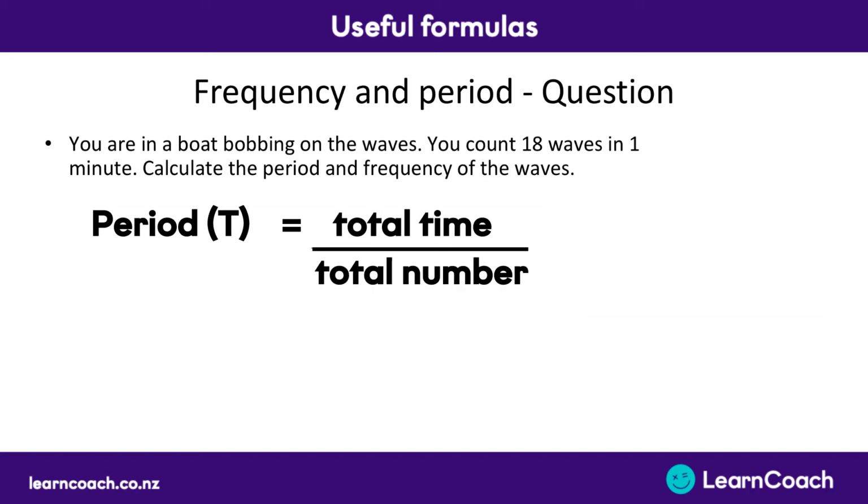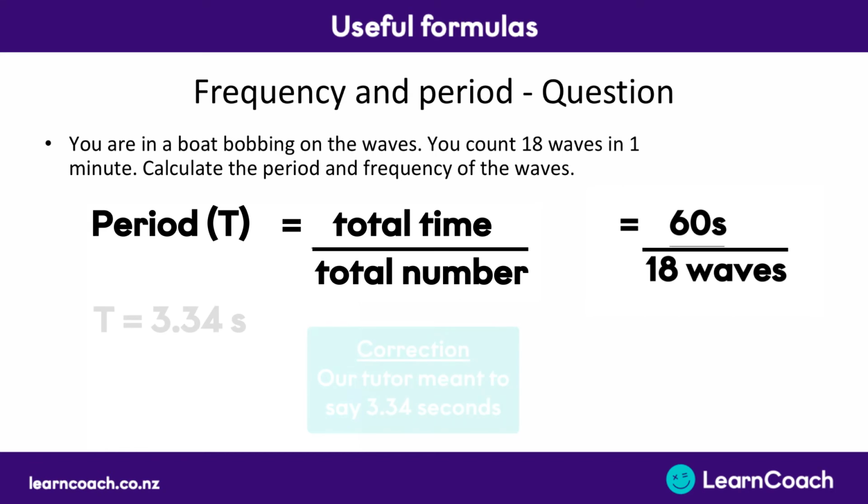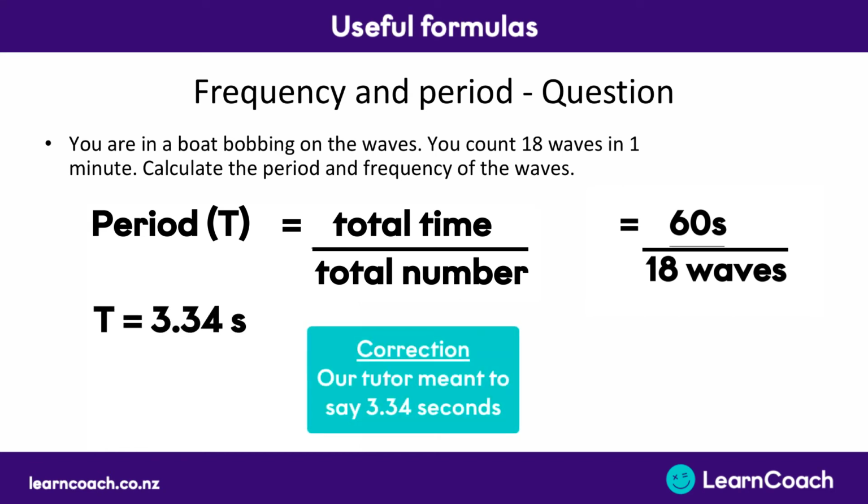So firstly, we're going to calculate period. And remember, the period is the time that it takes for two crests next to each other to pass through a particular point. So we can calculate this by dividing the total amount of time that we're counting for by the total number of waves. We counted for 1 minute, but we should always use seconds. So we counted for 60 seconds, and we should divide this by the 18 waves that we counted. This means that the period that we get is 6 seconds. So one wave is passing the boat every 6 seconds.